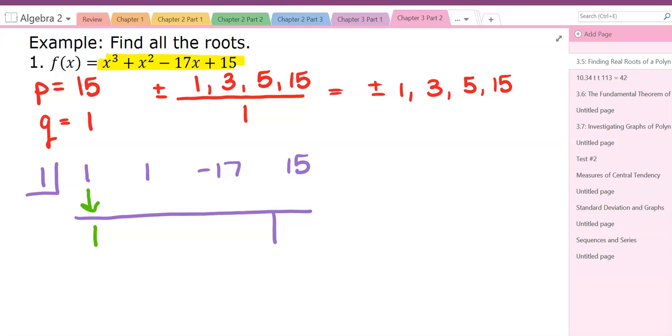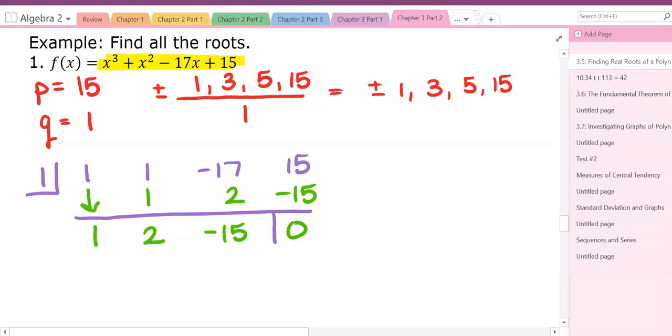Okay, so I'm going to do 1 times 1 to get another 1. Now I add that, so I get 2. 2 times 1 is 2. Add that to negative 17, I get negative 15. Negative 15 times 1 is going to be negative 15. So I got 0 for a remainder. That tells me that 1 is a good number. So I'm going to go ahead and just kind of circle it so that I know that worked.